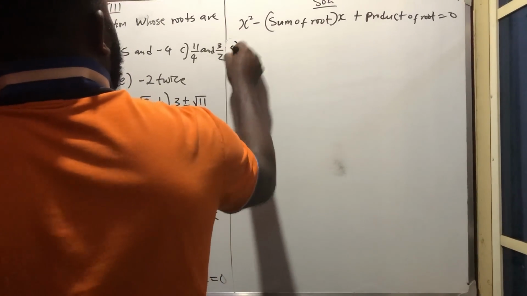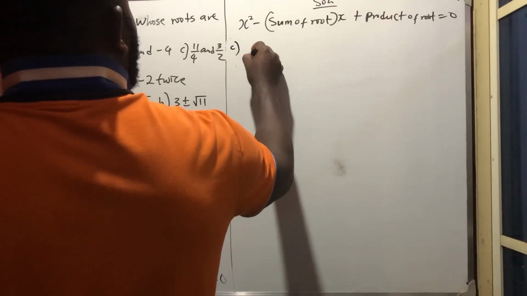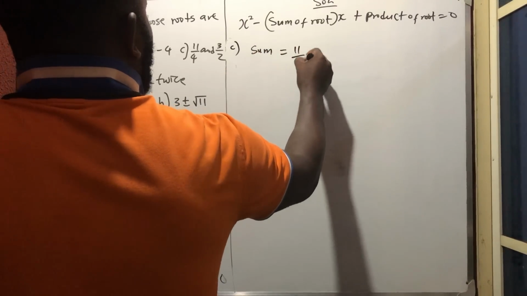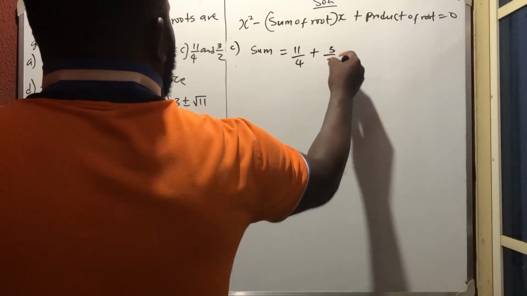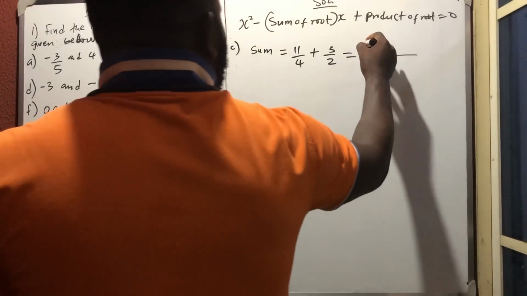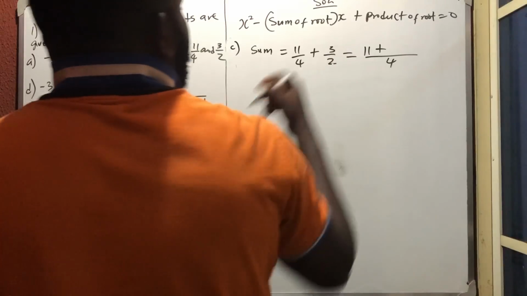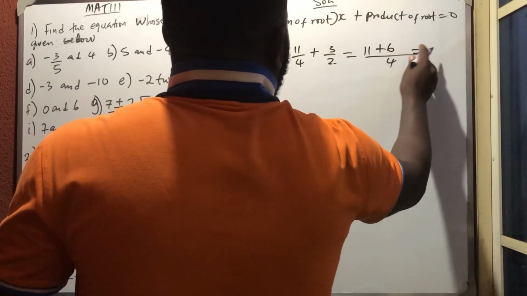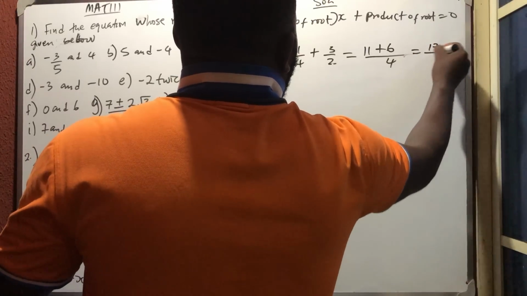So for question number C, the sum, the same thing. The sum means just to add these two, which is 11 over 4 plus 3 over 2. So the LCM is 4. 4 divided by 4, 1, 1 times 11, 11, plus 4 divided by 2 is 2, 2 times 3 is 6. So I'm having 17 over 4.